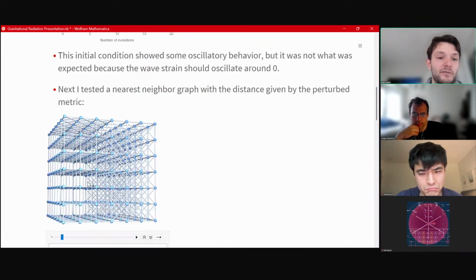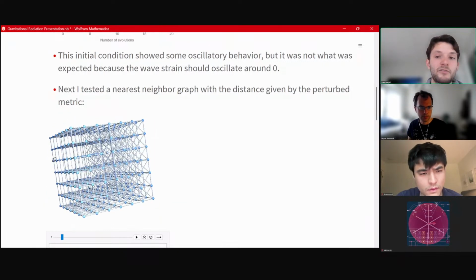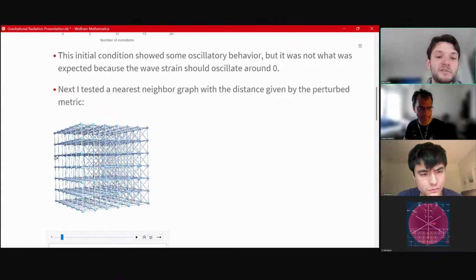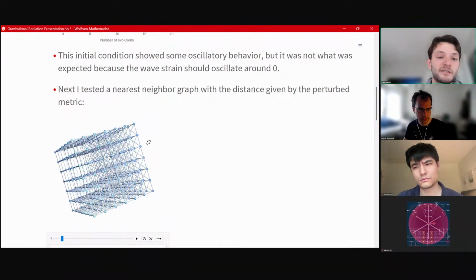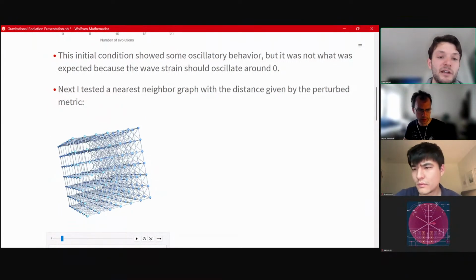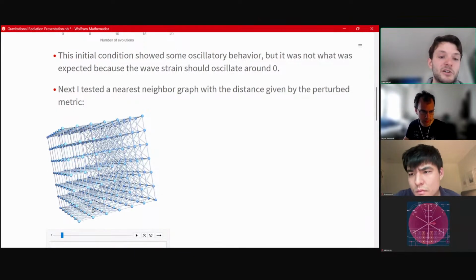And then I wanted to, even though this clearly wasn't a randomized distribution, try a nearest neighbor graph, where I used that perturbed metric for a linearly polarized wave as a notion of distance. So these points are evenly spaced, but in terms of the edges that connect them, they use the metric for the gravitational wave to determine the nearest neighbors.